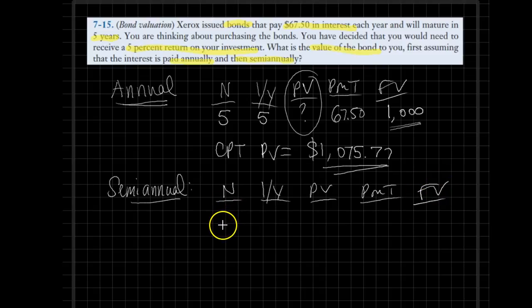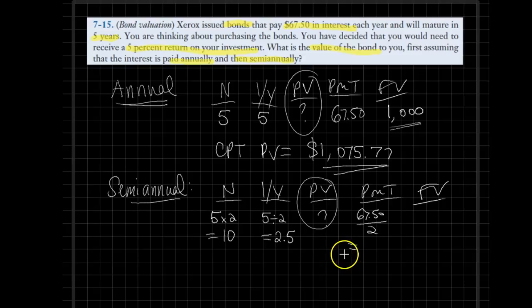Now, how many compounding periods will there be? Well, because there are 2 each year, that would give us a total of 10 compounding periods in 5 years. The required rate of return during those compounding periods would be half of what it would have been during the actual year. So in that case, it will be 2.5%. The question is still to figure out the valuation of the bond. The payments will be half because we are making 2 payments during the year, and therefore the semi-annual coupon payments will be $33.75 each. The face value will not change.